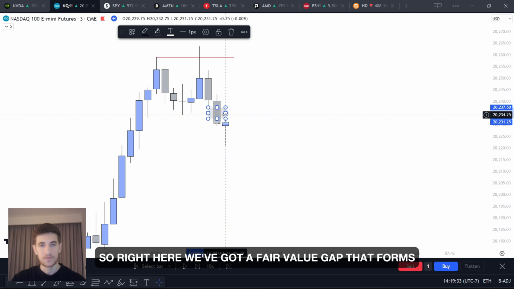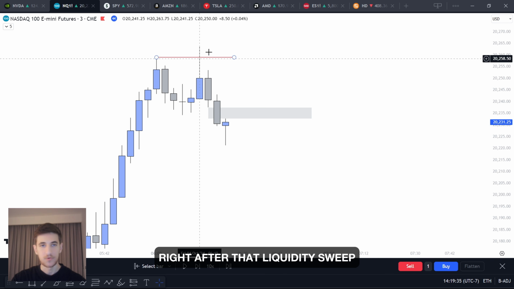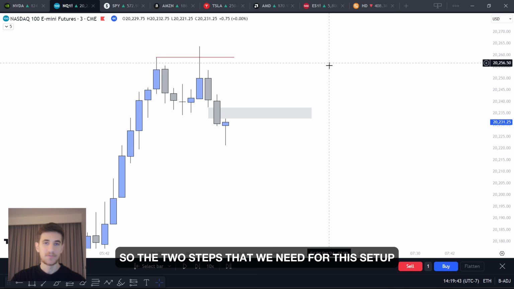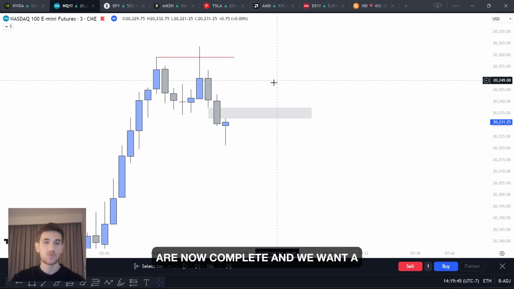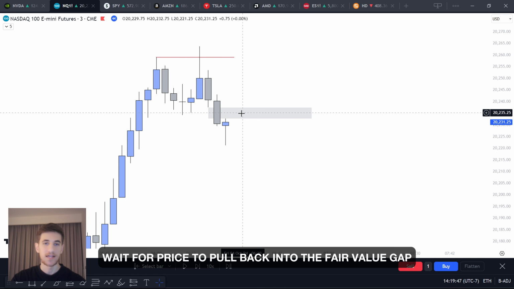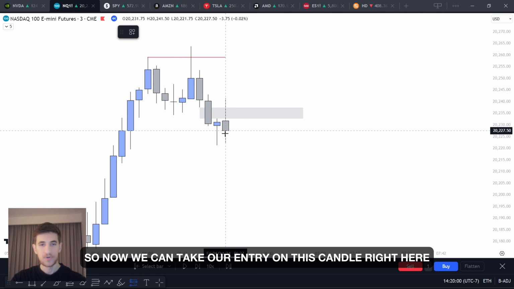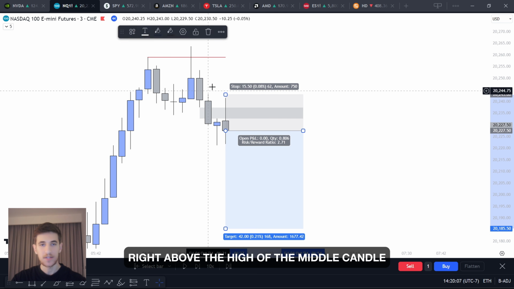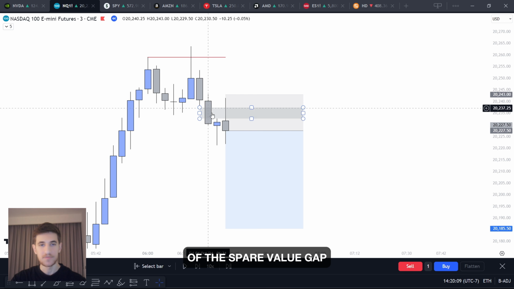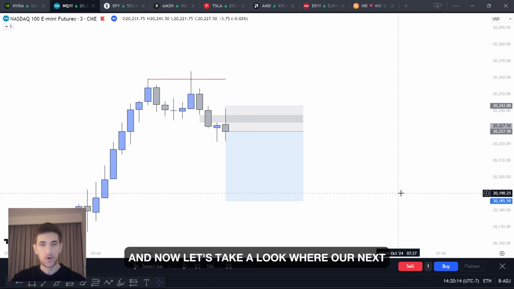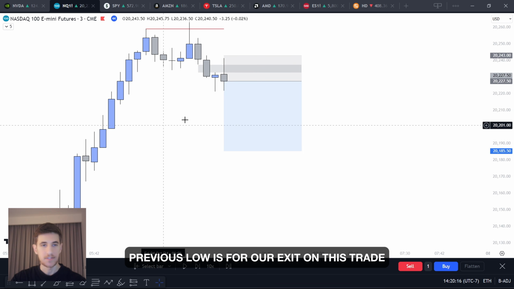So right here we've got a fair value gap that forms right after that liquidity sweep. So the two steps that we need for this setup are now complete, and we want to wait for price to pull back into the fair value gap, and we'll take our entry. So now we can take our entry on this candle right here with a stop loss right above the high of the middle candle of this fair value gap. And now let's take a look where our next previous low is for our exit on this trade.